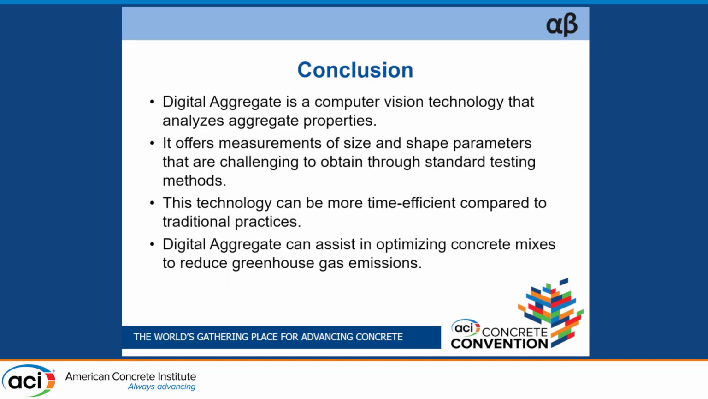So, in conclusion, digital aggregate is a computer vision technology that analyzes aggregate properties. It offers size and shape parameters that are otherwise challenging to obtain in practice. This technology can be used as a more time-efficient method when compared to traditional practices, and it can also assist in the optimization of concrete mixes to reduce GHG in concrete.